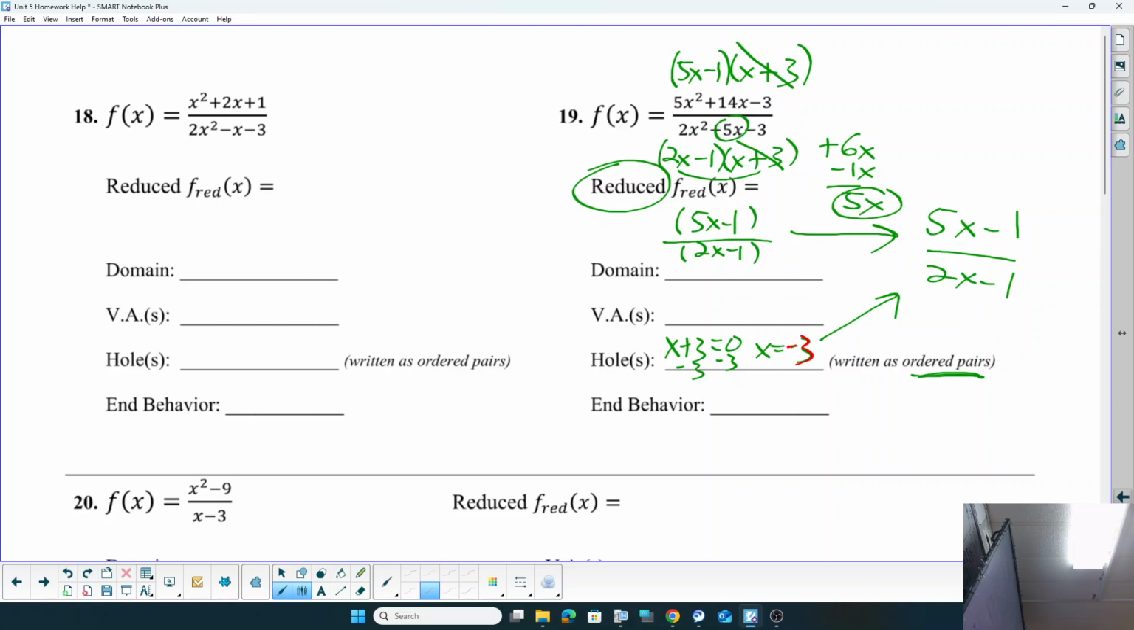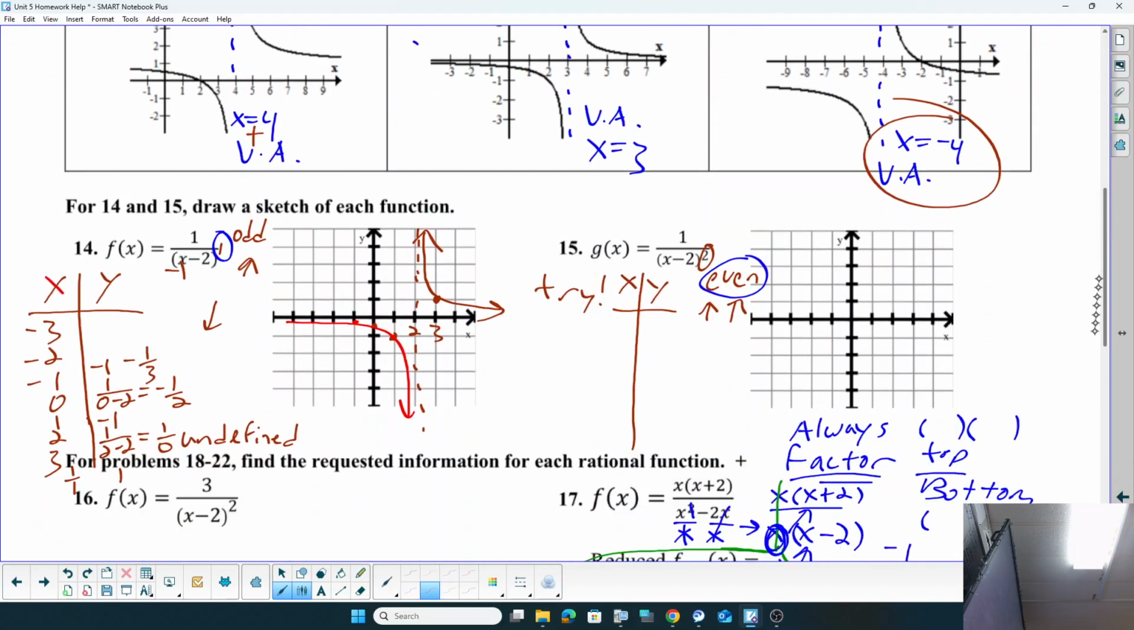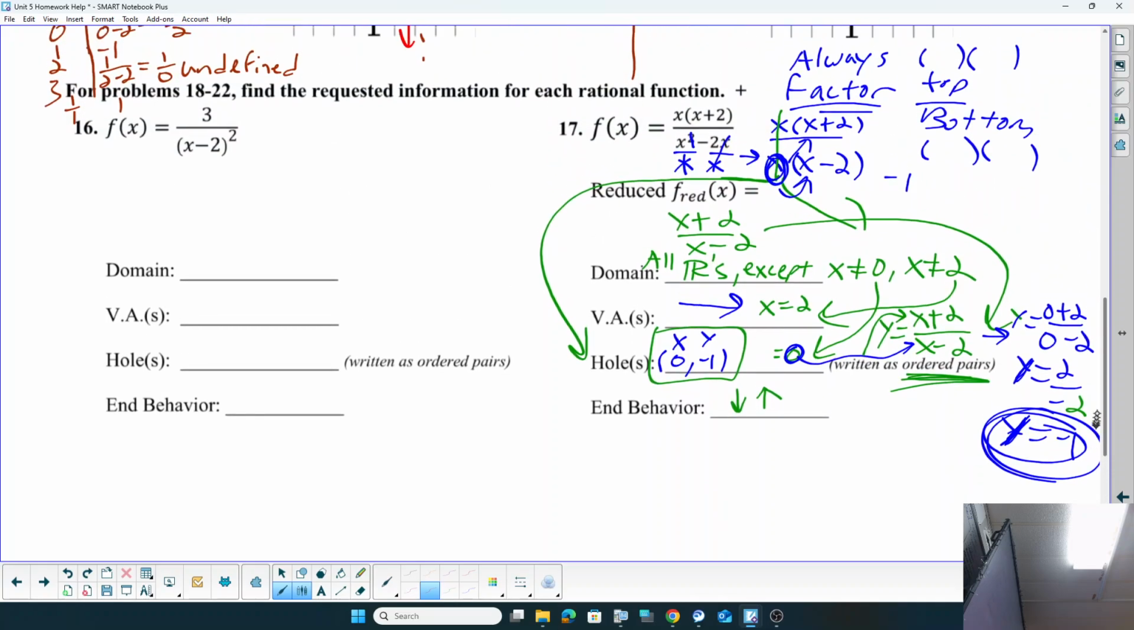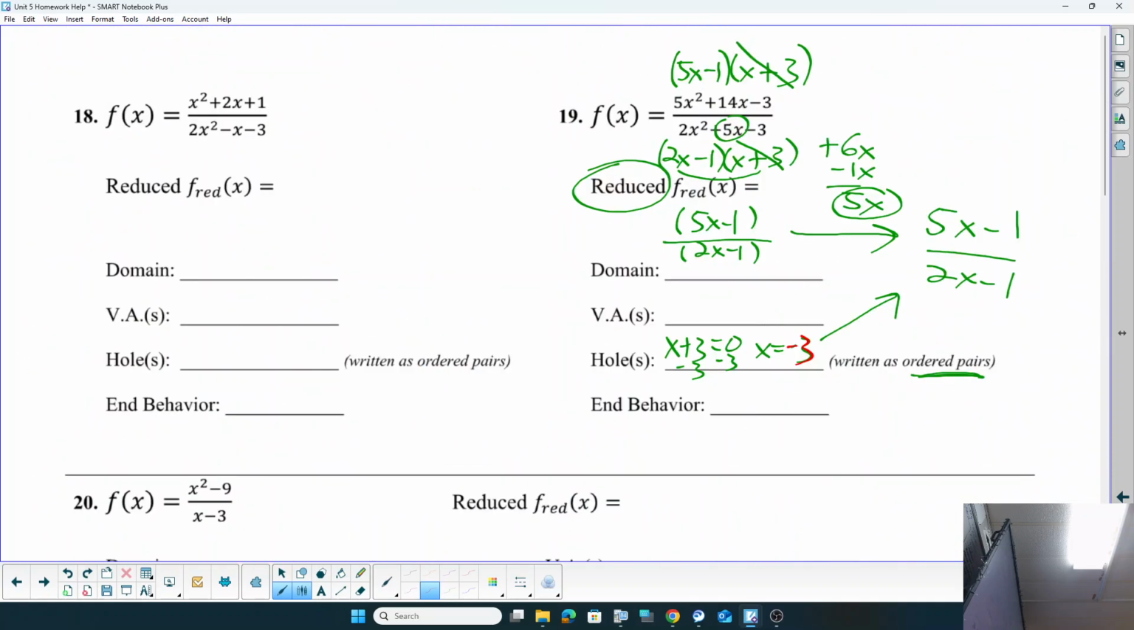Oh, that reminds me. I need to double check 17. Did we get the hole right? I think we did. Let's double check. Oh yeah, it was 0, so we're good. I was thinking of something else. We're good. Okay, beautiful. So we plug in a -3 here.